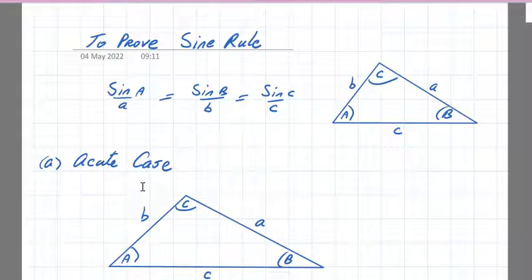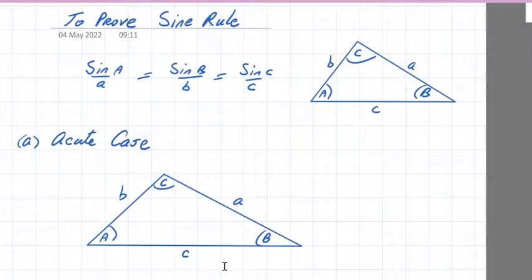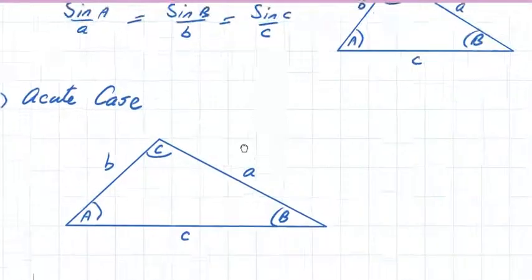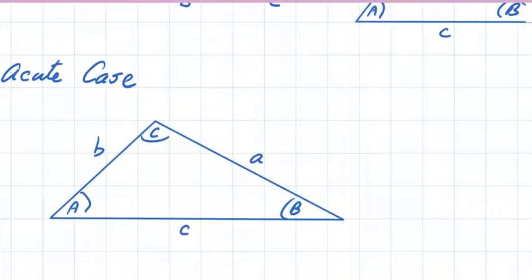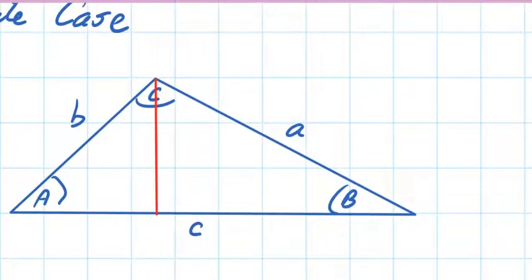We have to prove it for what's called the acute case and the obtuse case. The acute case is where the angle A here is an acute angle, and we're going to see in part B the angle A is an obtuse angle. Right, so the first step of the proof is to drop a perpendicular from C down to the opposite side. So there's a right angle there and there.